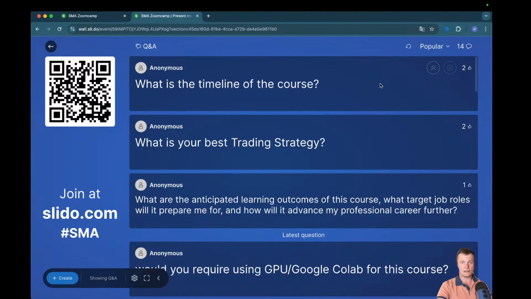What is the timeline of the course? The timeline is approximately 2.5 to 3 months. We have 5 lectures and 2 to 3 weeks distance between those lectures. And when the 5 lectures are finished, there is a 3 weeks period for a capstone project.